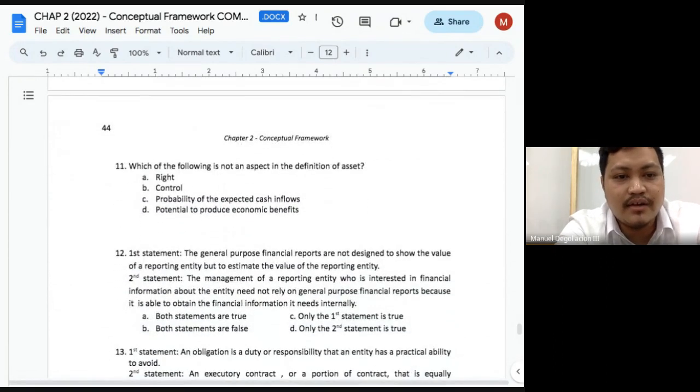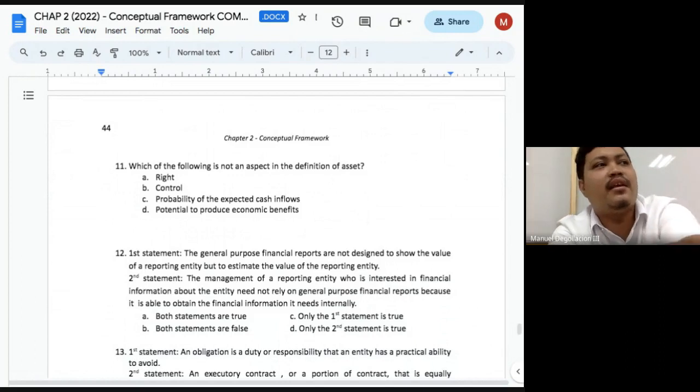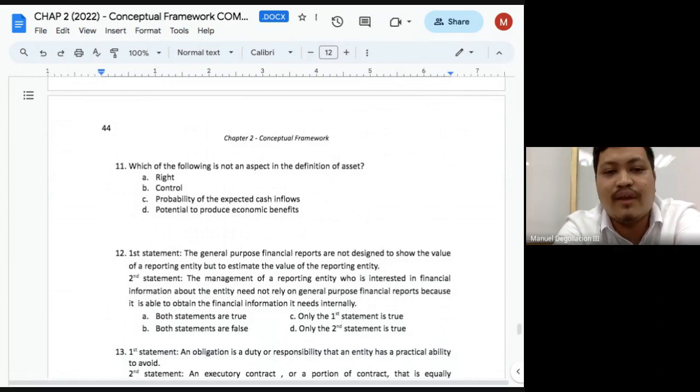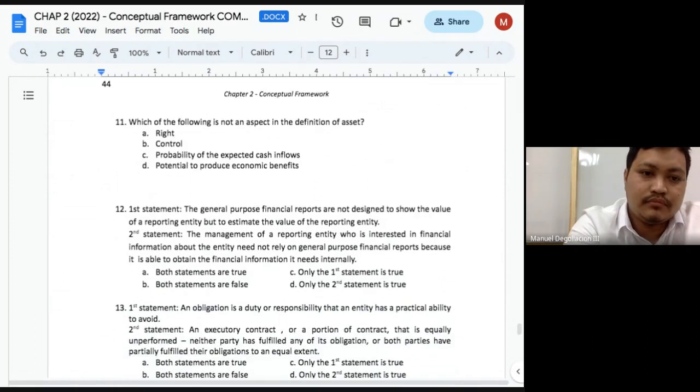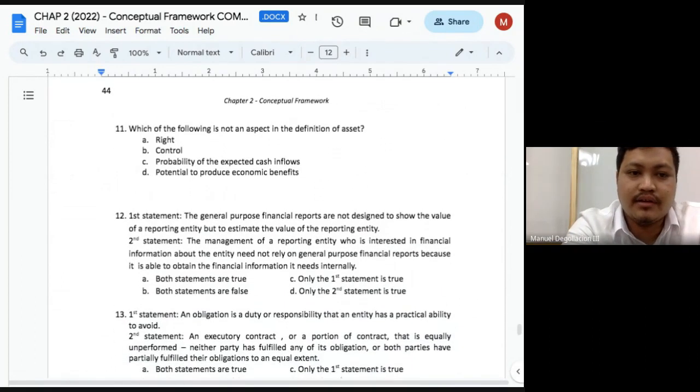Number 11, which of the following is not an aspect in the definition of asset? Okay, the answer here is letter C. And there's nothing to argue here, class. The framework expressly enumerates the three other choices, that the aspects of an asset are your rights, control, and the potential to produce economic benefits. So again, the answer there is letter C.